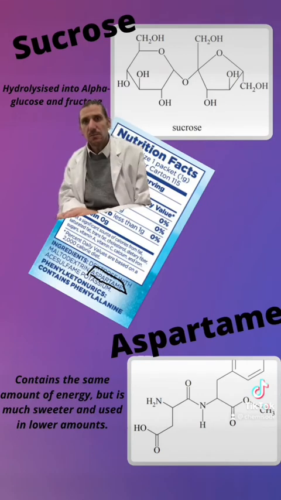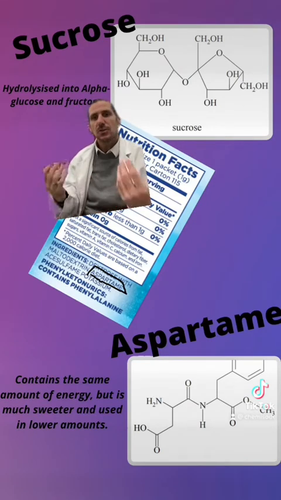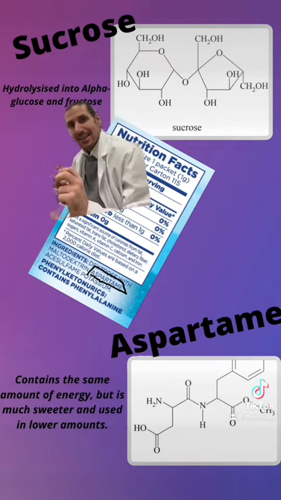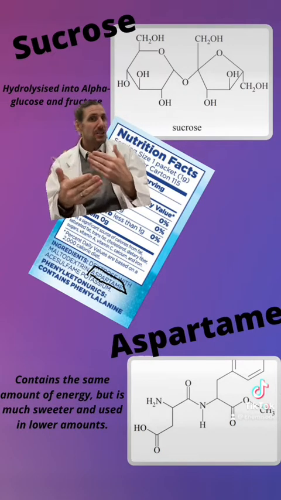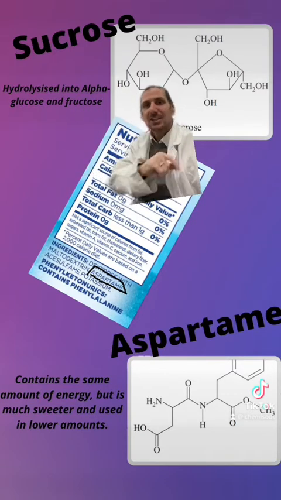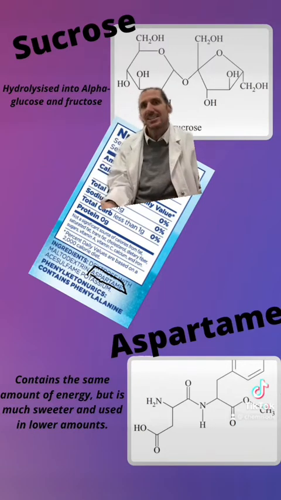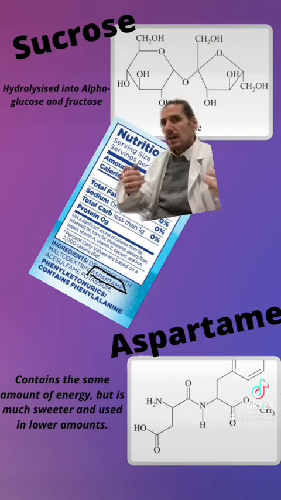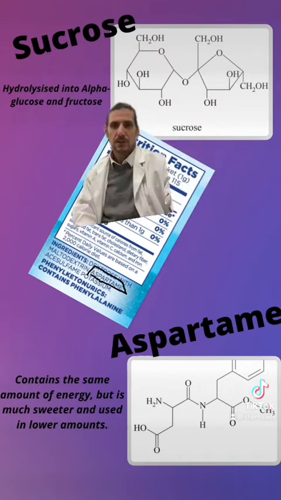First of all, let's look at the molecule that makes up sugar, and that, my friends, is sucrose. Sucrose is a disaccharide, and that means it has two monosaccharides which have been connected via a condensation reaction to produce this ether linkage here. This ether linkage is also sometimes referred to as a glycosidic linkage. The two monomers here are glucose and fructose.